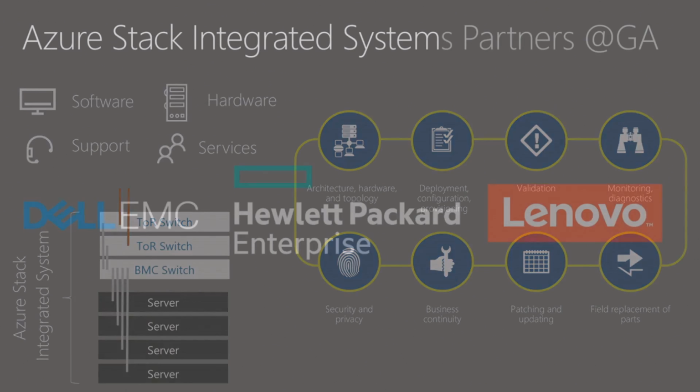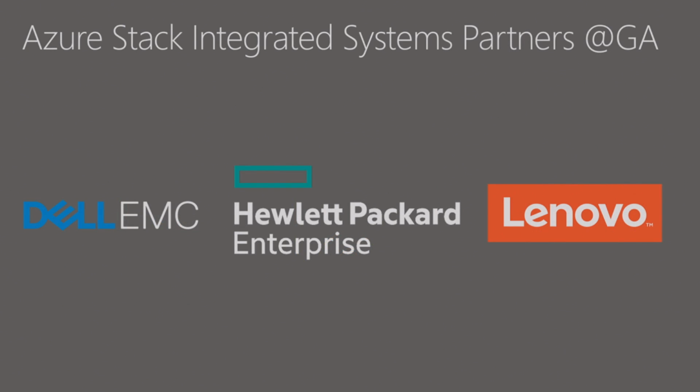We've got 3 partners at general availability. We've got Dell EMC, we've got HPE, and we've got Lenovo. And in fact, if you go down to the booth, you can actually go take a look at these systems and touch them. They are actually real. No, they are real. They're not unicorns. In fact, that's the beauty of working with these partners.